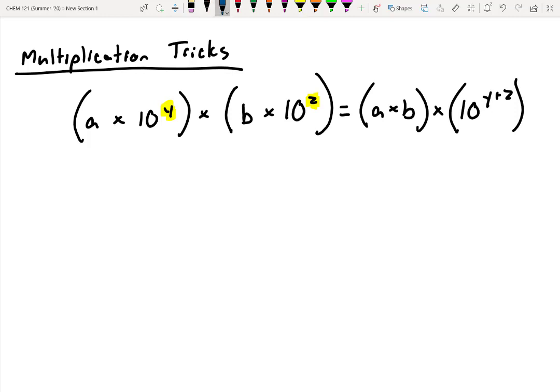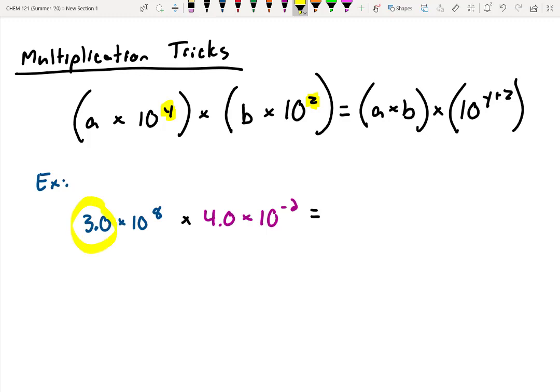So let's take an example. Let's say I've got 3.0 times 10 to the 8th, and I'm going to multiply this by 4.0 times 10 to the negative 2. Like I said, there's a lot of ways you can mess this up in your calculator, but let's try to do this using our math tricks. If we look at our a and b values, the a value would be 3, the b value would be 4. So I would just say, well, this must be 3.0 times 4.0. So 3 times 4 is just 12, but we'll do that next.